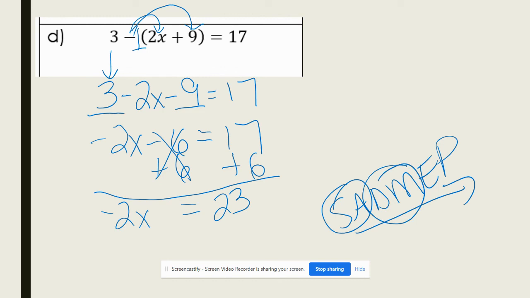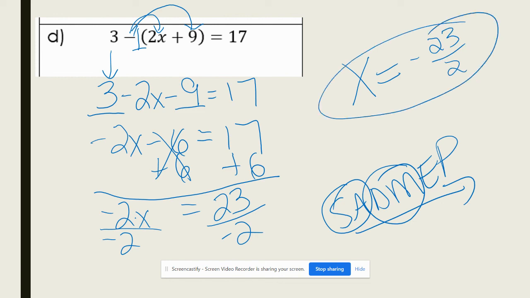Then we look for multiplying and dividing. The opposite of multiplying the x by negative 2 is to divide both sides by negative 2. A negative divided by a negative is a positive 1x. And then negative 23 divided by 2, I can't divide that evenly and I cannot reduce it, so that's just going to stay as negative 23 halves for an exact answer.